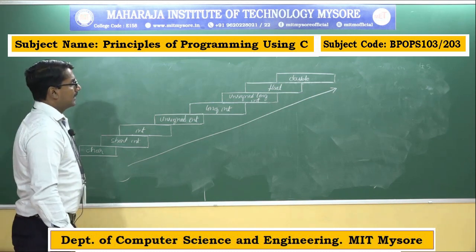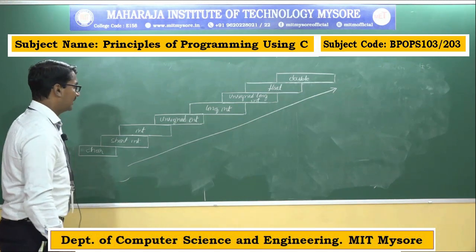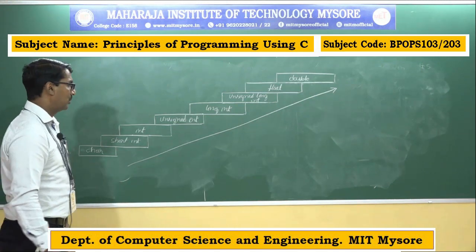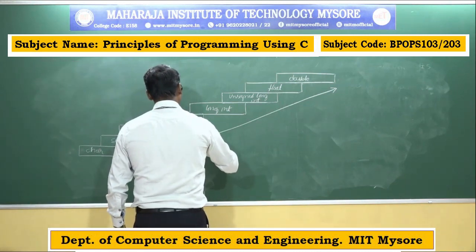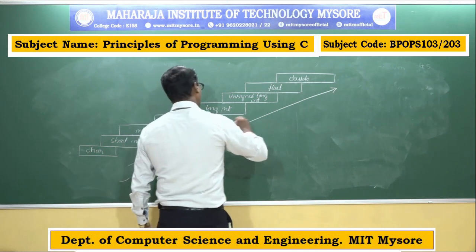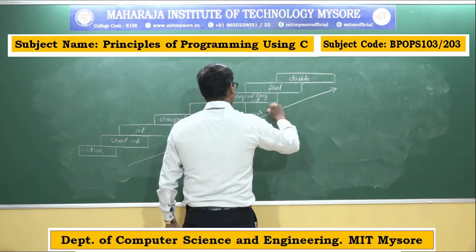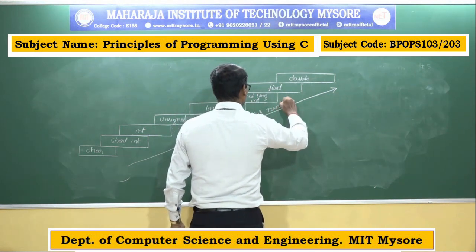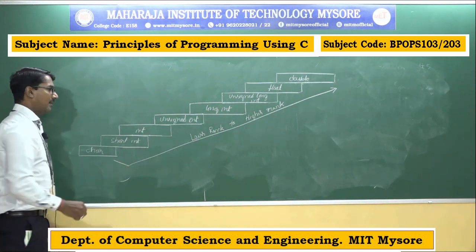This is the diagram of the type conversion. The type conversion will happen from lower rank to higher rank. So the lower rank is the character.